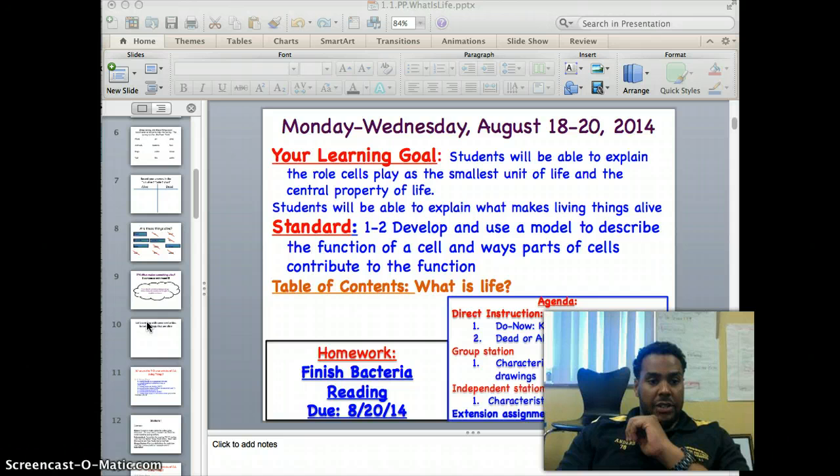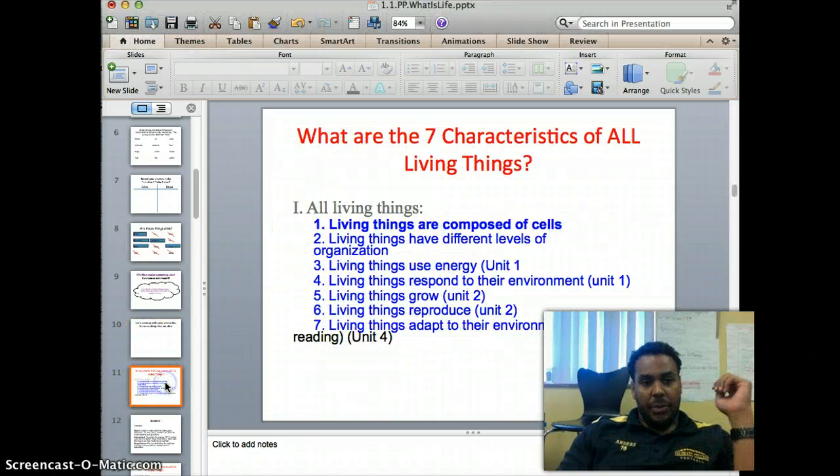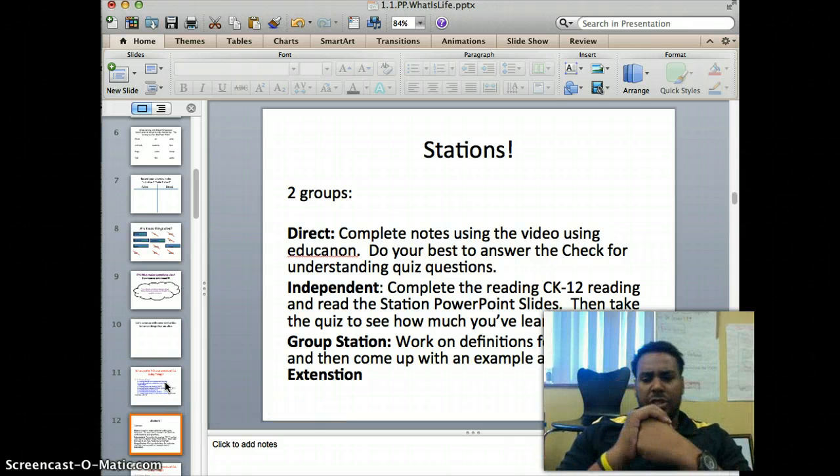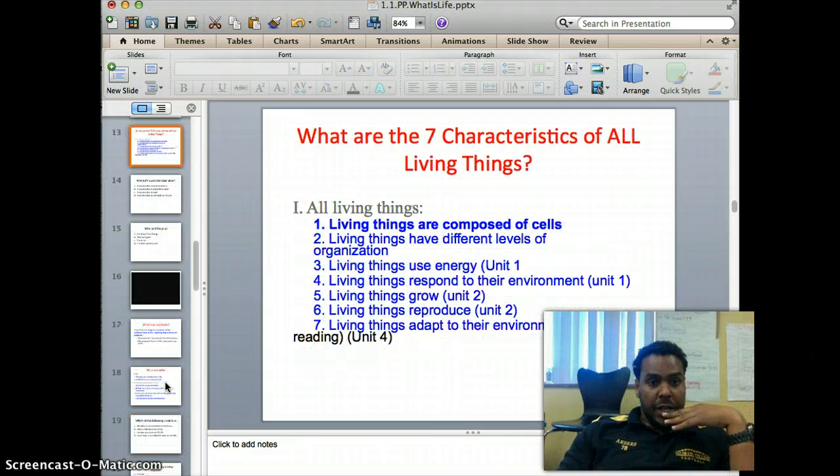Alright, so we go down. This is where we leave off. This is the last slide we talk about, the 7 characteristics of life. Then you break up into your stations. You have the direct instruction, which you have to complete before you do the other 2 stations. This allows you to finish watching all the rest of this material so you have it down. You can watch this on your iPad or on the laptop.